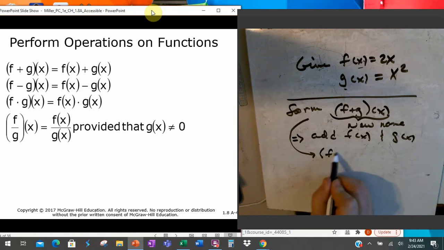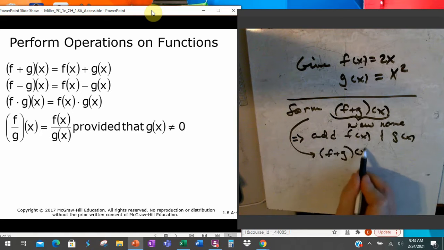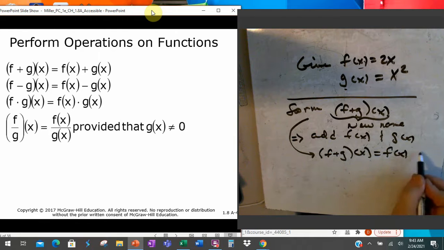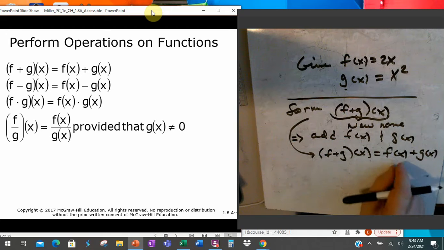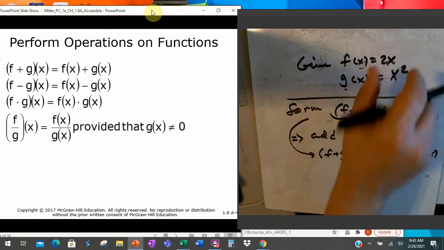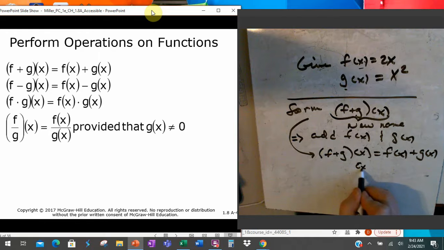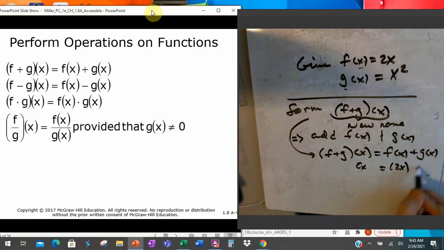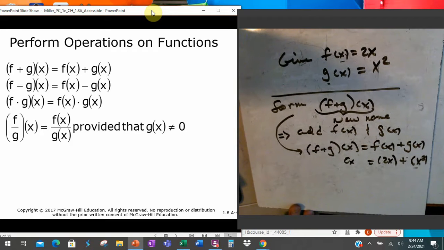The shorthand says when I want to form f plus g of x, a new function, I'm going to add these functions. So here's your cookbook. Form this, well, what do I need to do? Oh, that's just f of x plus g of x. So for this, in our example, I would find this, that would be 2x plus x squared, and I want to put parentheses all around here because if this is a negative, I've got to distribute my negative across, okay?